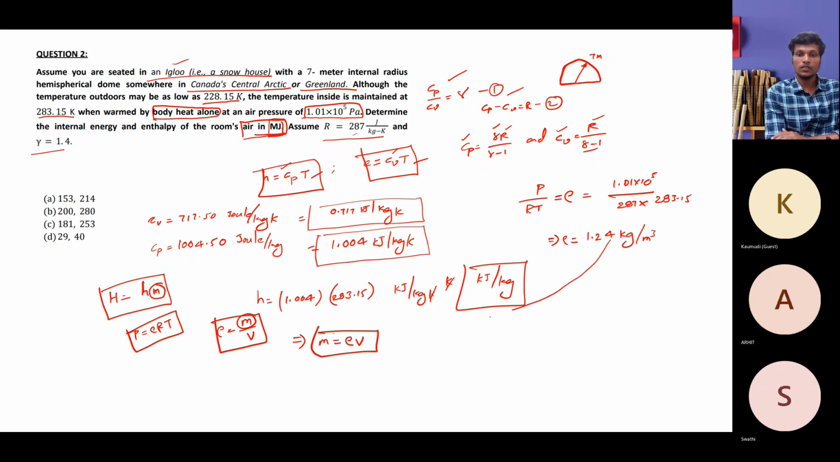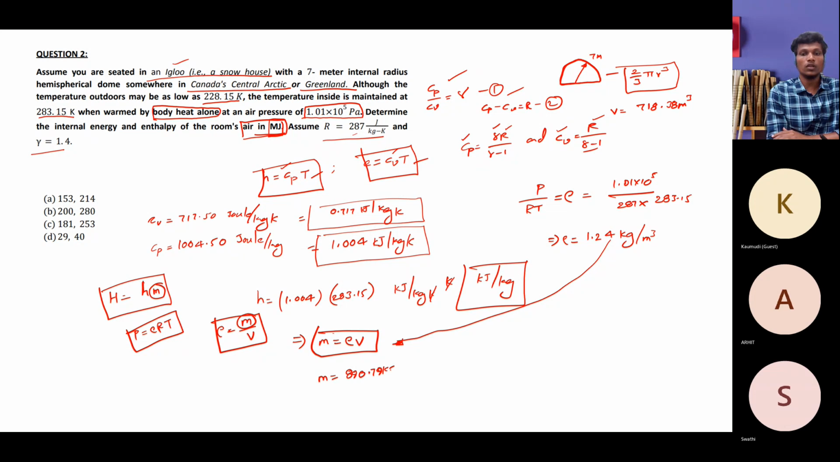Now we have the density. We just need to multiply this density with the volume present here. What is the volume of this hemisphere? 2/3 pi r cube. 2/3 pi r cube for the hemisphere, 4/3 pi r cube for the sphere. That's simple geometry that you can use. So now it is 2 by 3 pi r cube. We have r also, that will give you the volume, and volume is 718.38 meter cube.